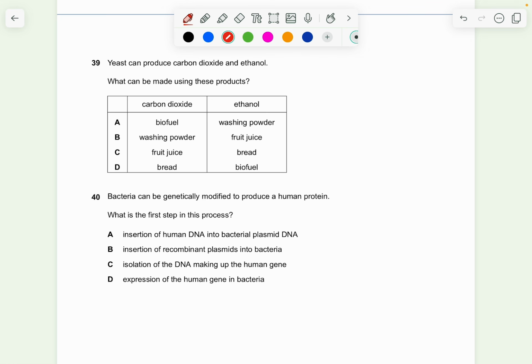Question 39. Yeast can produce carbon dioxide and ethanol. What can be made using these products? So, firstly, we see for carbon dioxide. Can it be made for biofuel? No. Washing powder? No. Fruit juice? No. Bread? Yes, because carbon dioxide will be released in the bread, and that's where it floats up. It has that sort of springy texture. Ethanol for washing powder? No. Fruit juice? No. Bread? No. Biofuel? Yes, because you make biofuel using ethanol. It's a more sustainable organic molecule to use for this instead.